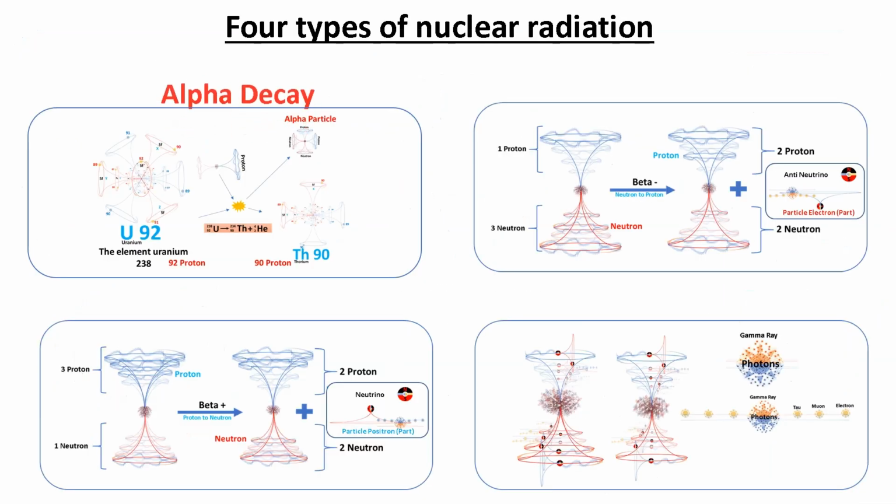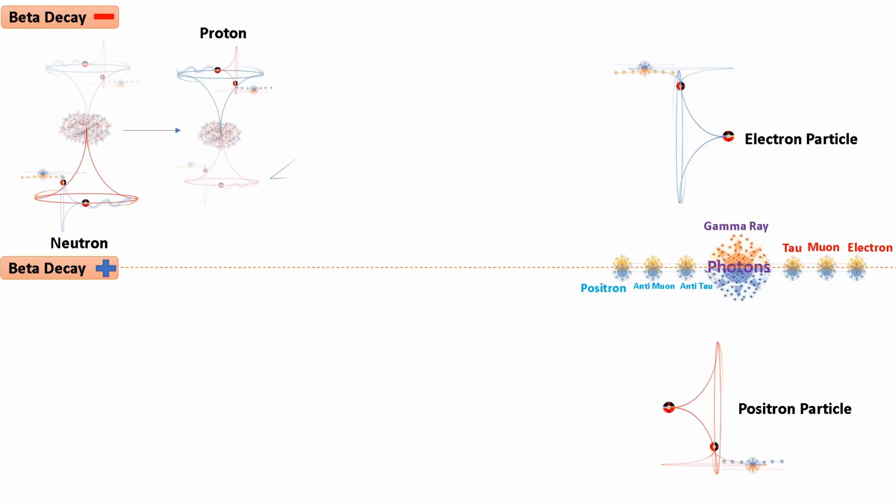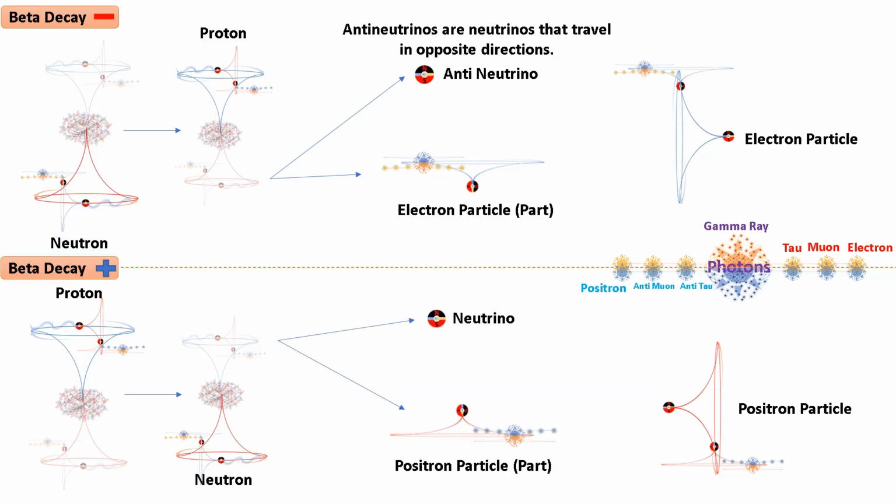Beta decay and transformations. Beta decay involves the transformation of particles within the nucleus. Beta-minus decay: a neutron emits an electron and an antineutrino, becoming a proton. Beta-plus decay: a proton emits a positron and a neutrino, becoming a neutron.